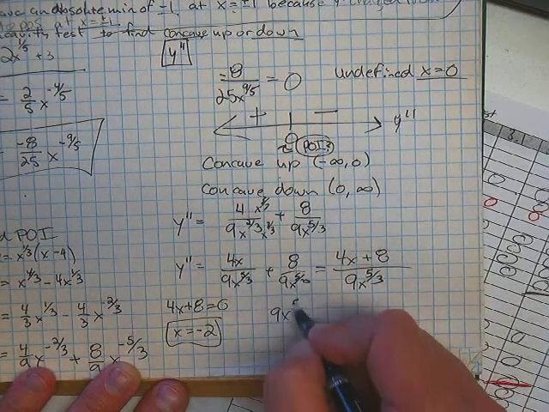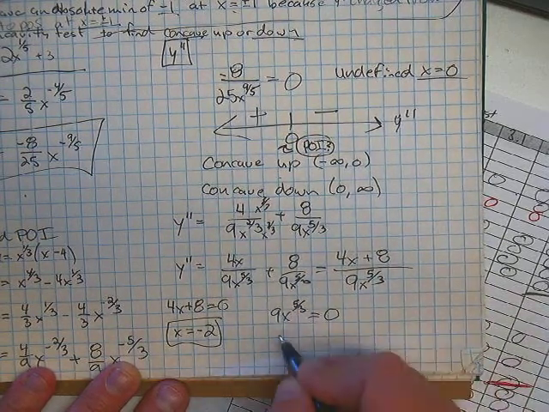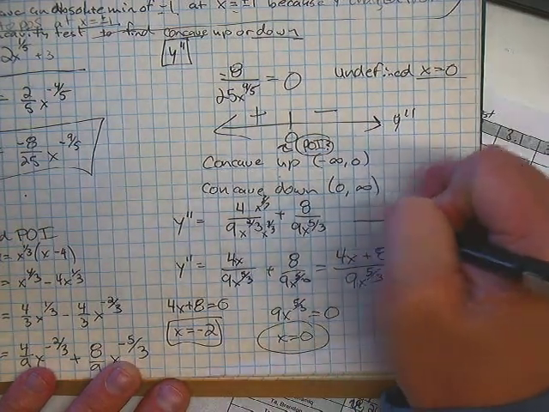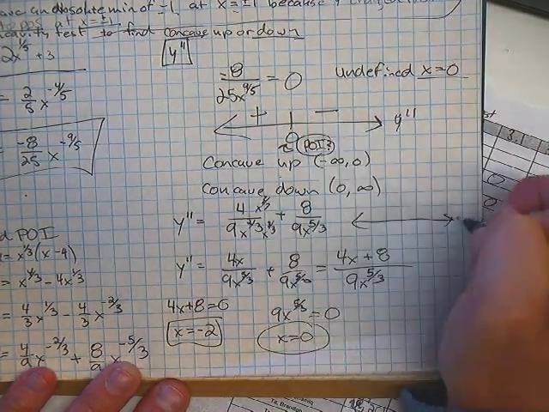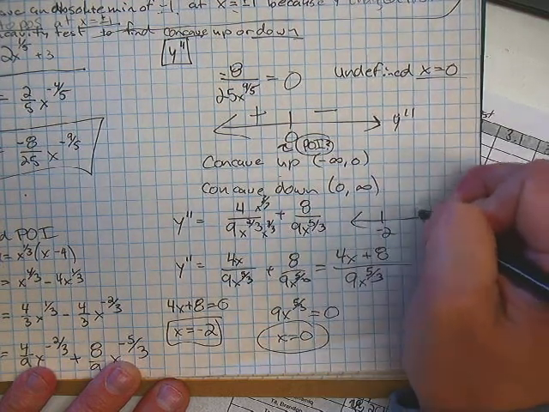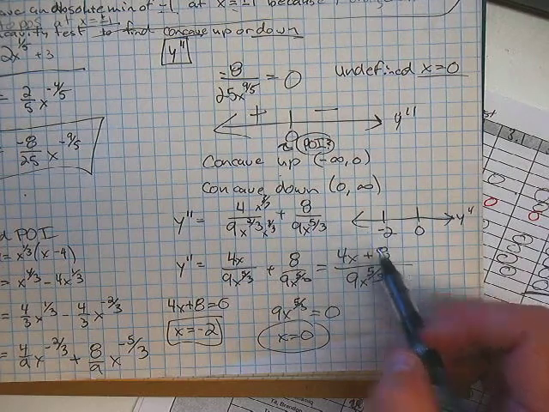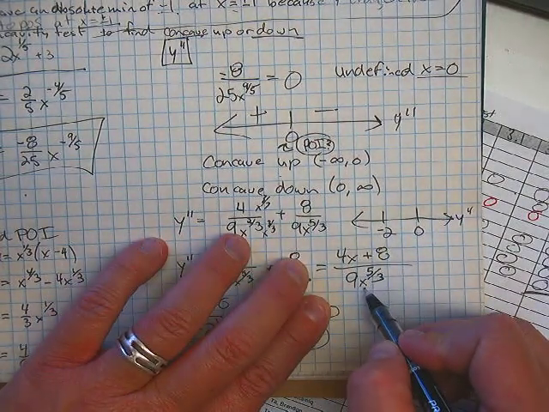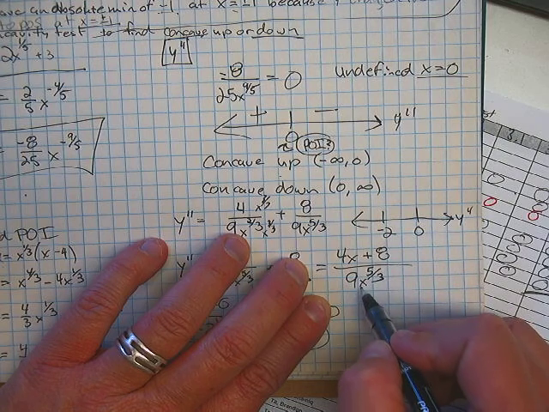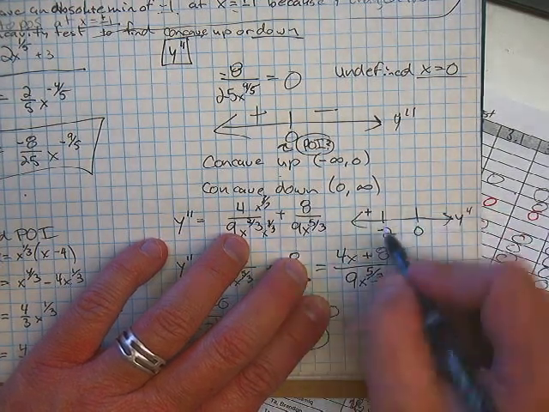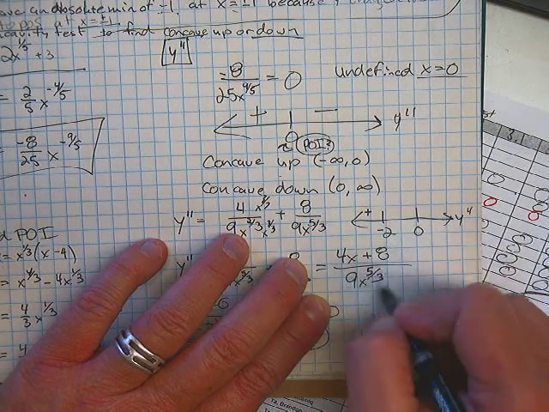Okay, so now we set this equal to 0. Remember, the top is going to be 4x plus 8 equal to 0. That gives us x equals -2. And then the bottom is 9x to the 5/3 equals 0, and that gives us x equals 0. So those are our critical points for our second derivative. So for y double prime, we got -2 and 0.